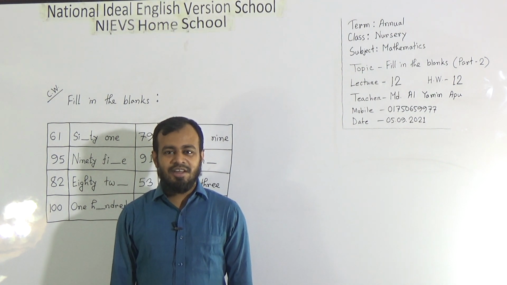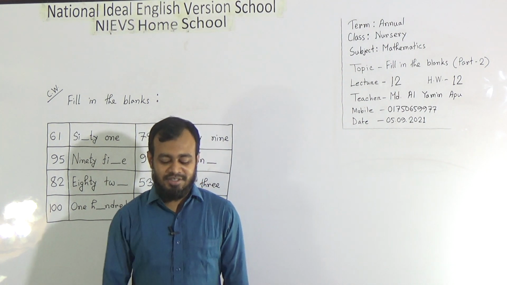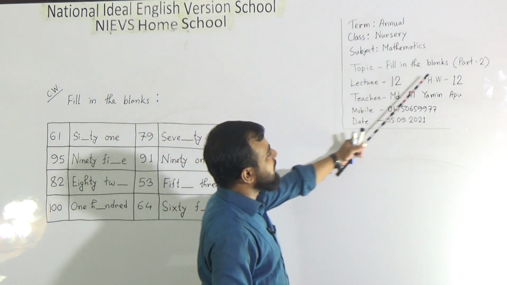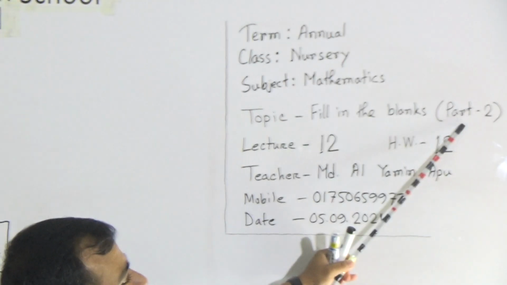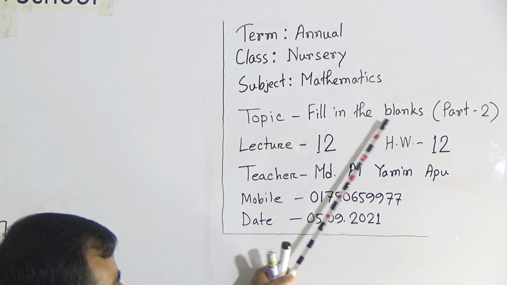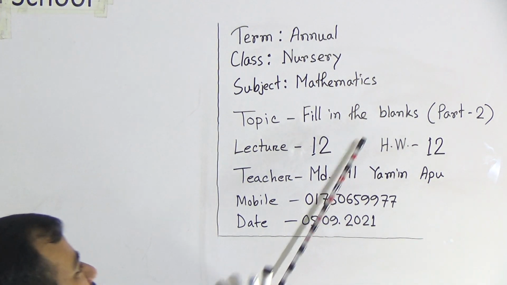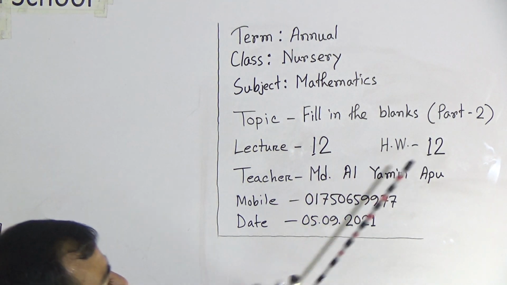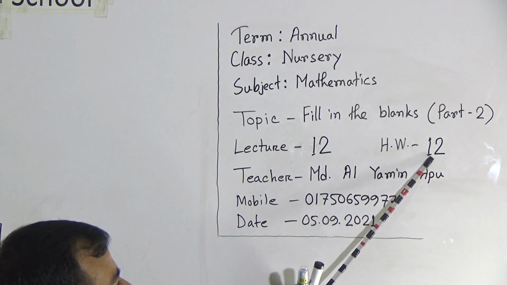Dear students, today I am going to take a math class for the students of class nursery. So my students, let's start the class. Our today's topic is fill in the blanks. It's part 2. This means that this is the last class on the topic fill in the blanks. Today our lecture number is 12 for the annual term examination, and you have a homework. Your homework number is 12 also.